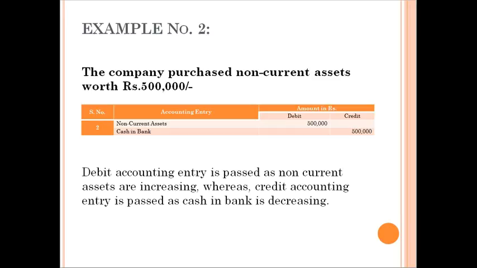Let's go towards the second example. The company purchased non-current assets worth ₹500,000. Here, debit accounting entry is passed as non-current assets are increasing. Assets increase, it's debited. And on the other hand, credit accounting entry for cash in bank is passed, as cash in bank is decreasing, your asset is decreasing, so it is credited.